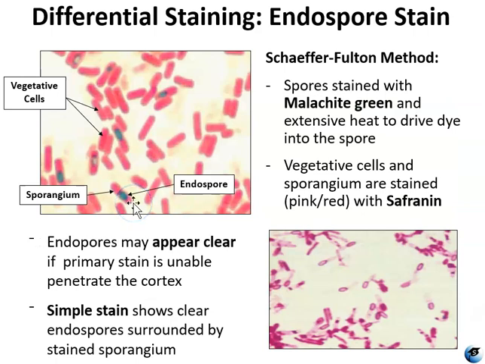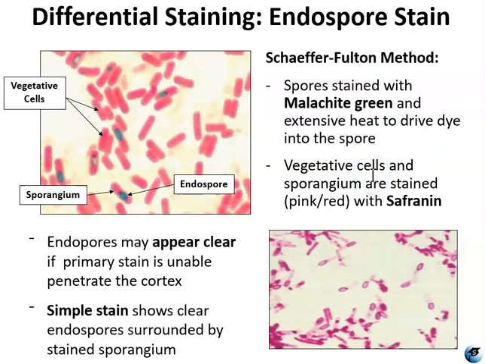The green endospores can appear within the pink sporangium. If no endospores are present, again, then that is a vegetative cell. And sometimes you can have spores that are just by themselves with no sporangium left.